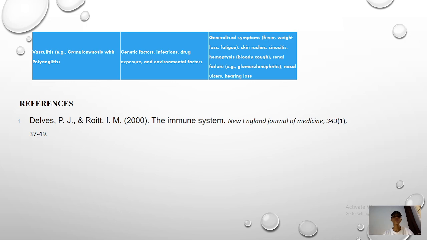Here there is an additional disease. There is type 1 diabetes mellitus, where the cause is genetic factors, and the clinical manifestation is body weakness and joint pain.